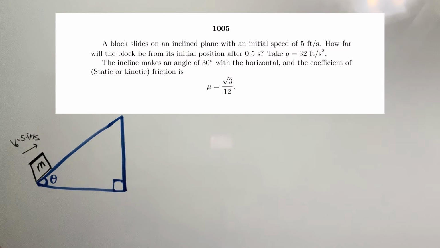A block on an incline has an initial speed of 5 feet per second. How far will the block be from its initial position after 0.5 seconds? The incline is at 30 degrees from the horizontal, and the coefficient of static or kinetic friction is root 3 over 12. We can take little g to be 32 feet per second squared.